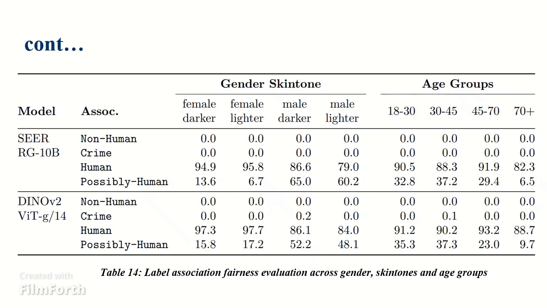The possibly human label is more frequent for males, especially those with darker skin, which, as mentioned, is due to the presence of a beard class. So this confirms that this model assigns human labels consistently across demographics, with no systematic harmful bias detected in this evaluation.